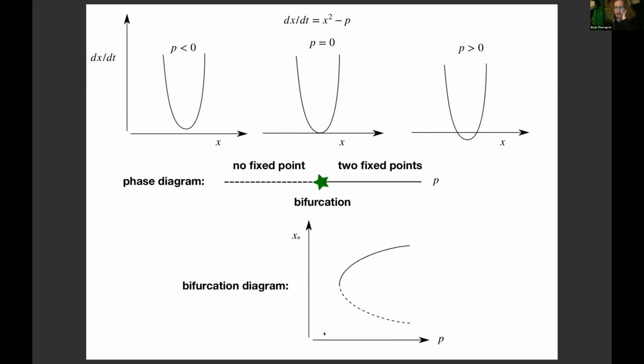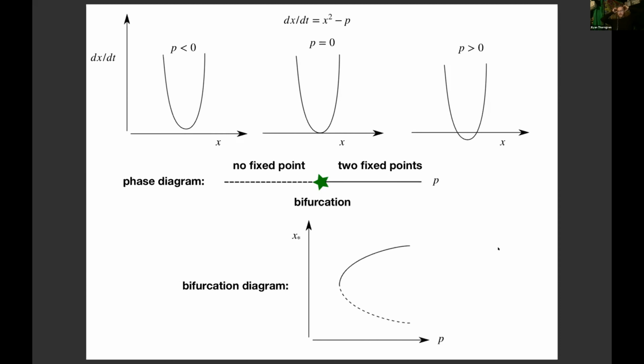For p less than 0, there are no fixed points, and I haven't plotted anything. For p greater than 0, there are two fixed points, one stable, one unstable. I plotted the stable one as a solid line and the unstable one as this dashed line. And at the bifurcation point, the stable and unstable fixed points are merging and disappearing. Or if you think about it as going the other way, we're creating a stable, unstable pair of fixed points.